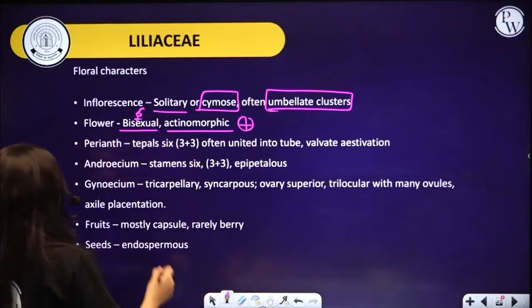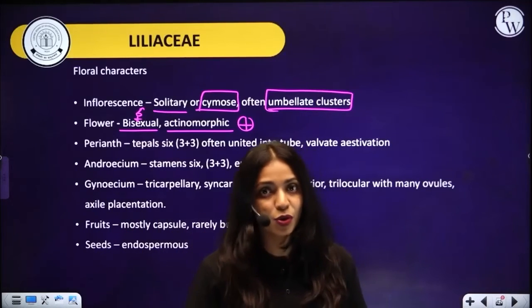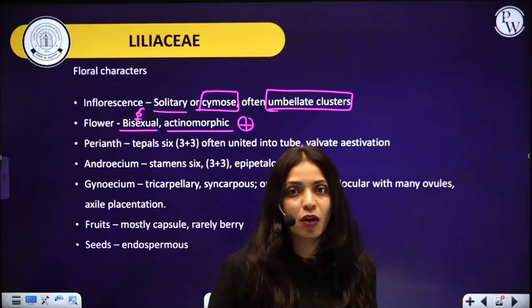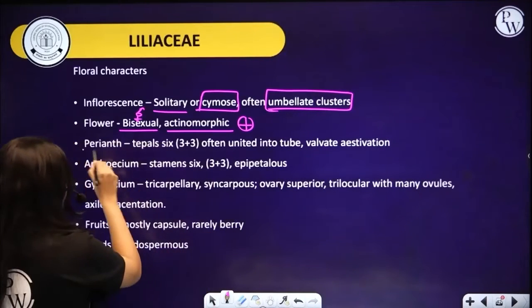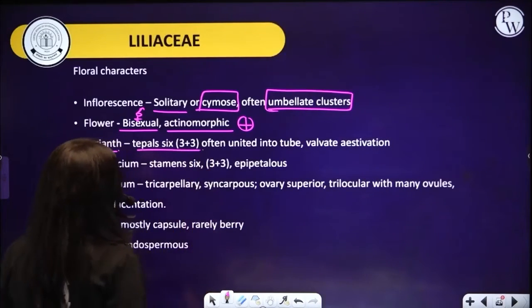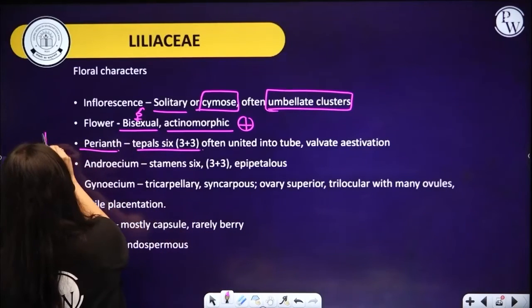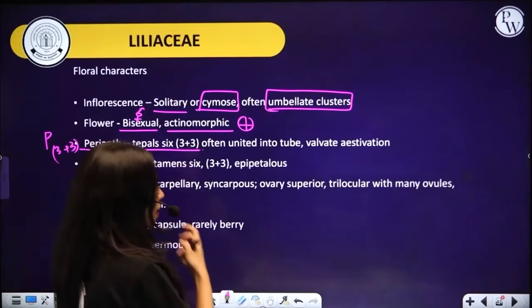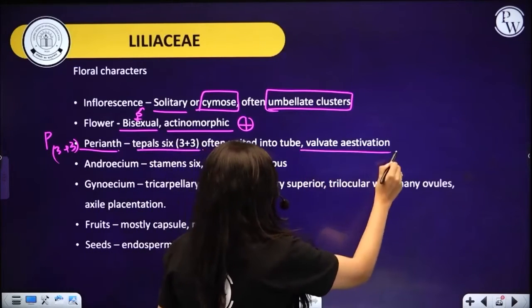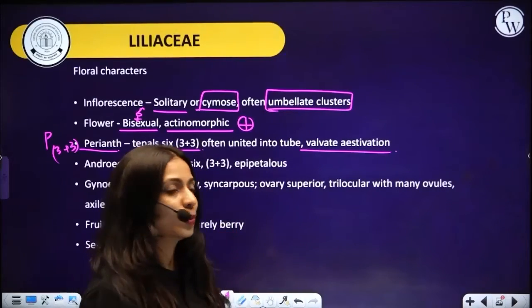They are radially symmetrical. Here you do not find distinction between sepals and petals. You have only one non-accessory whorl, that is perianth. Tepals are 6 in number, arranged in 3 whorls, and they are fused. So perianth, 3 plus 3, 3 arranged in each whorl. And you can see valvate estivation here. Usually these tepals fuse to form a tube-like structure.